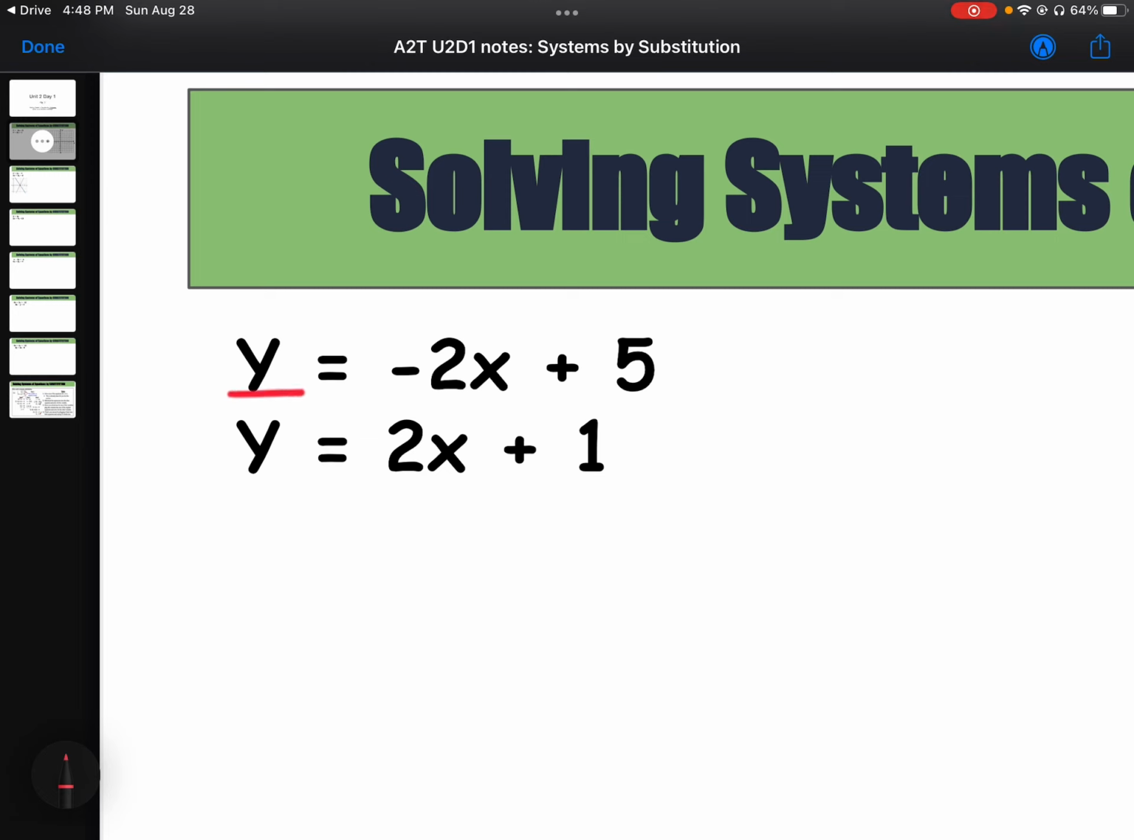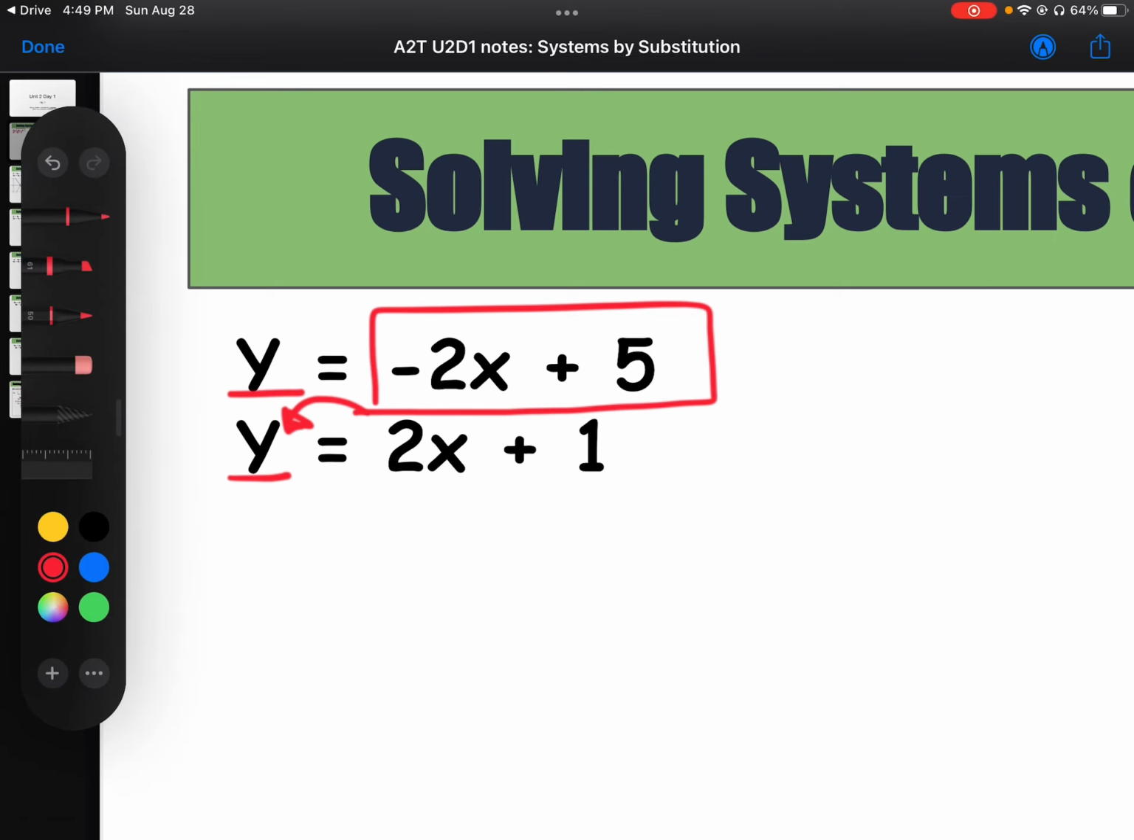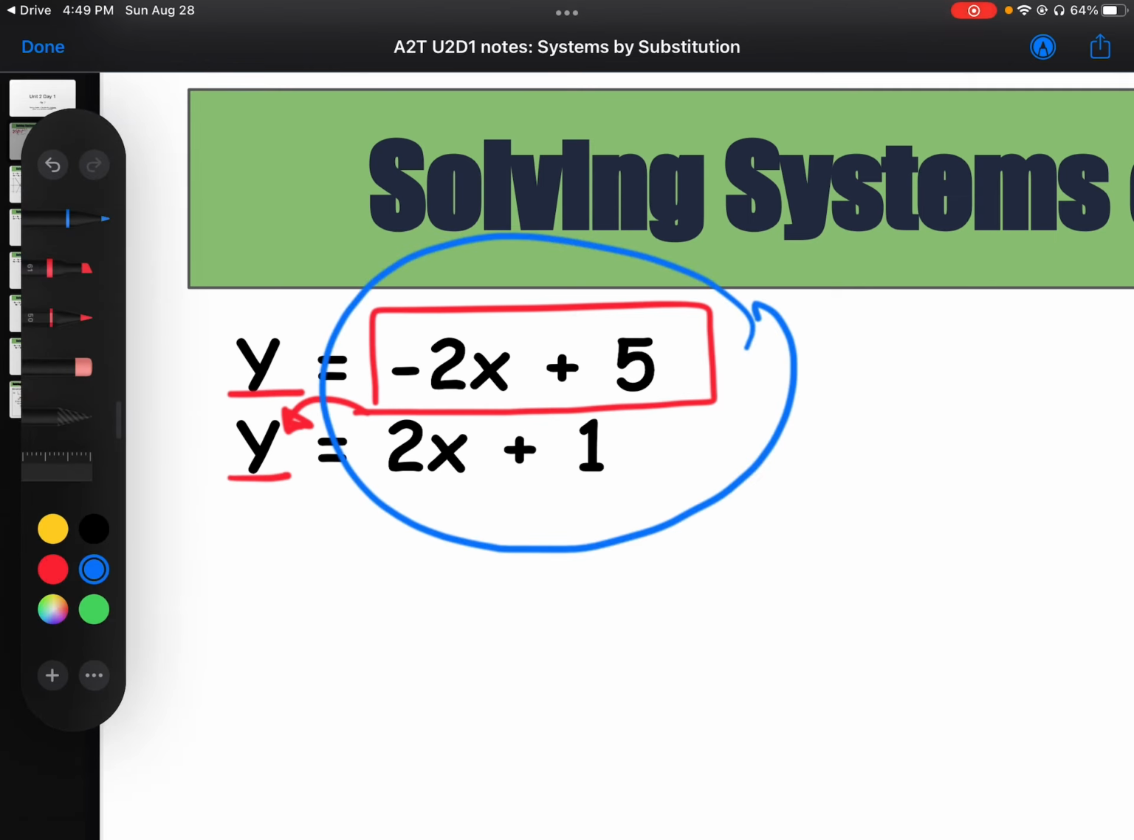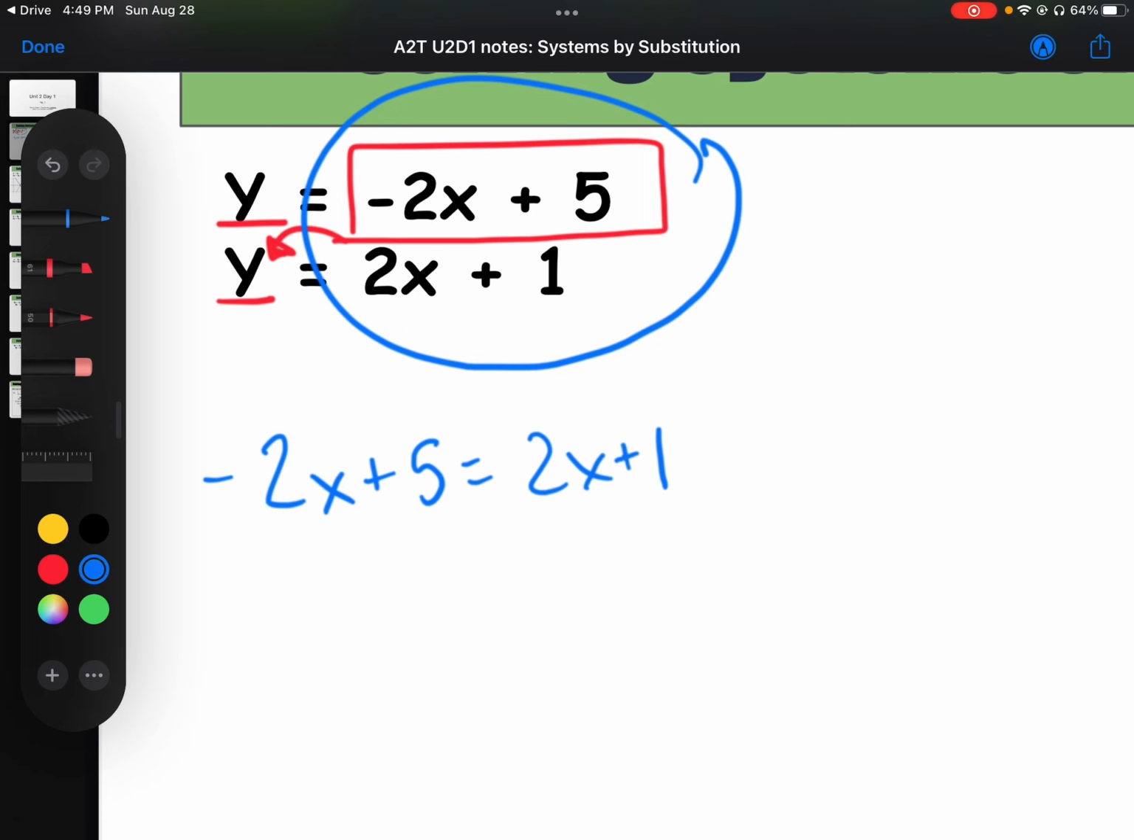So as I see, they're both set equal to y. So I'm going to take the negative 2x plus 5 and plug it in for this y. So another way to look at this problem is we're really just setting both of these sides equal to each other. So negative 2x plus 5 equals 2x plus 1. We're going to solve for x now. After you substitute, you should only have one variable.